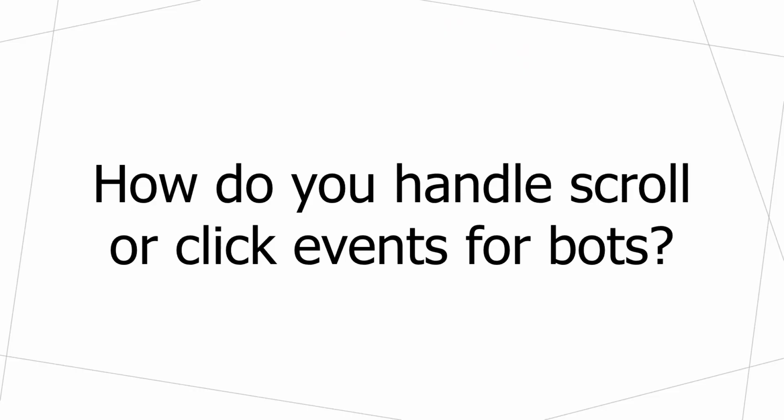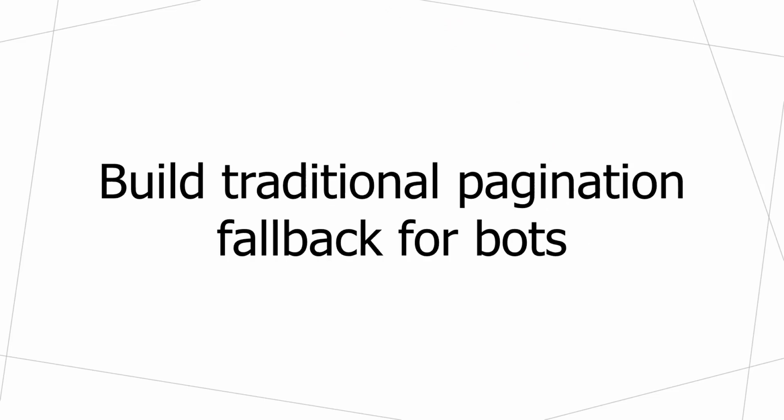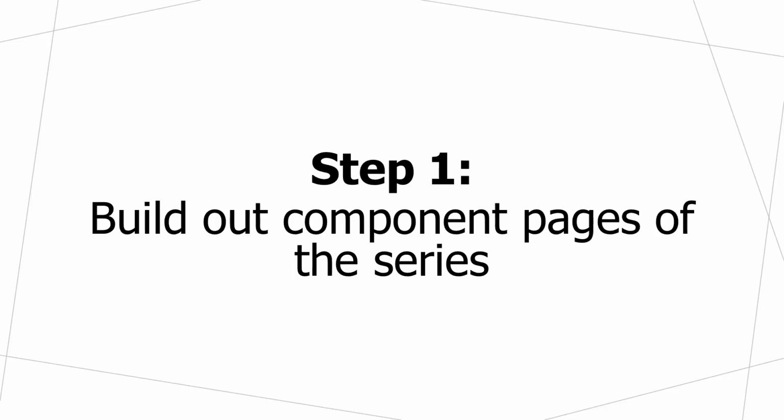So what do you do? The fix is you have to build a traditional pagination system for bots that exists alongside the infinite scroll. That's right, you have to build the infinite scroll for visitors, and you have to build the pagination system for bots. The first step of building out your paginated series is you want to build out your component pages of the paginated series.